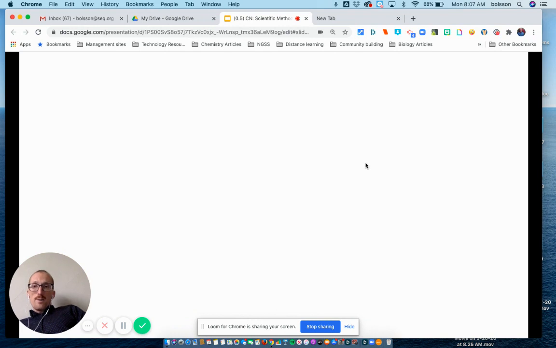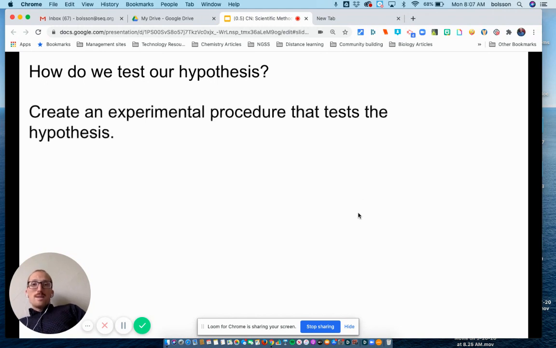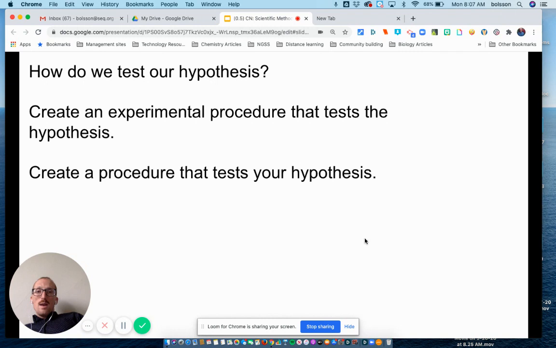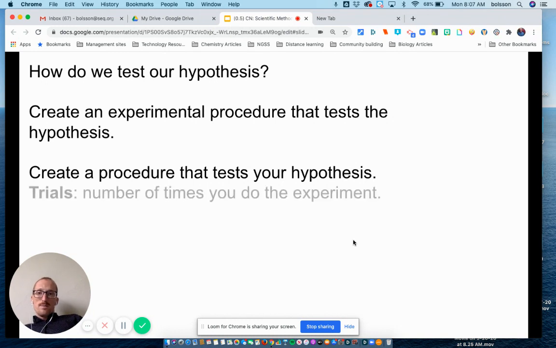Okay, now you have a hypothesis. How do we test this hypothesis? Well, we have to create an experimental procedure that tests this hypothesis. So you have to come up with some procedure that you think would test this. I want you to go ahead and create a procedure. Just write down what you think you would do to test this hypothesis, okay?